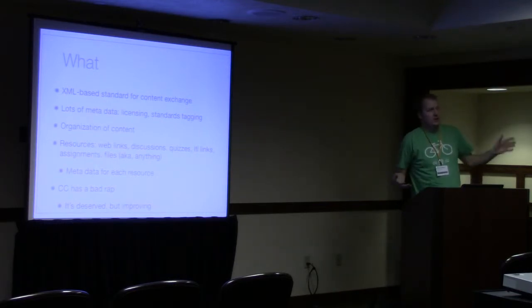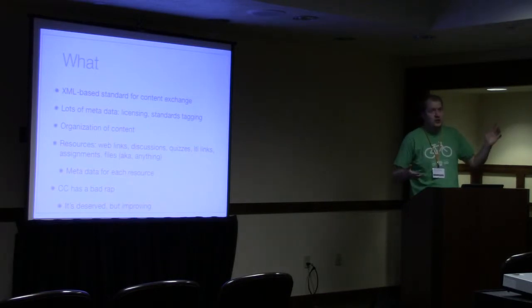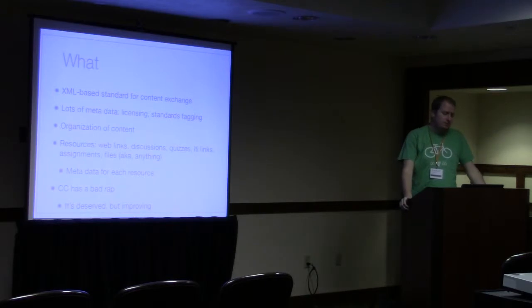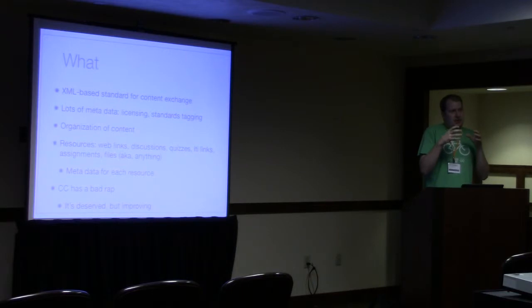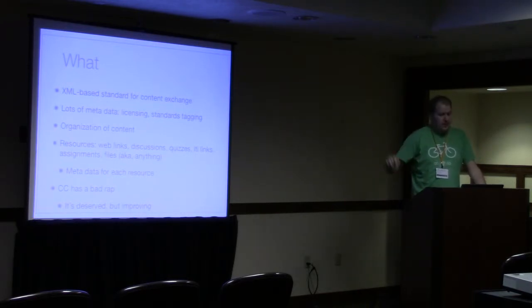Then you can have an overall organization of your content in there. It could be a single item, a whole course, or a learning module with 5 items, and you can represent that. The current top-level items in Common Cartridge are web links, just a link to anything, discussions, quizzes, LTI links, assignments, which are new, and then files, which is really anything. HTML files are the most common, but you can do anything. And again, metadata for each resource.